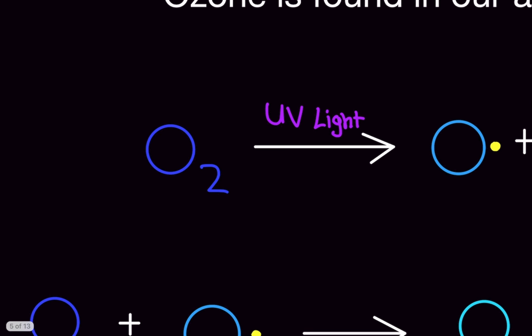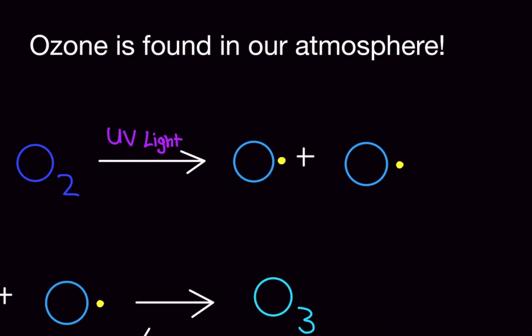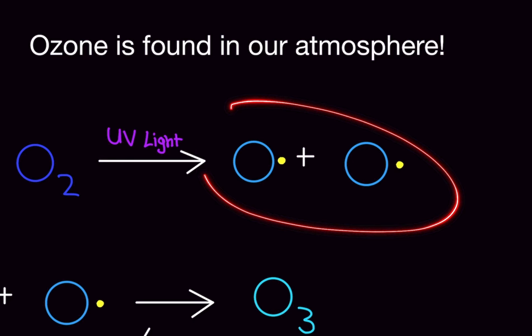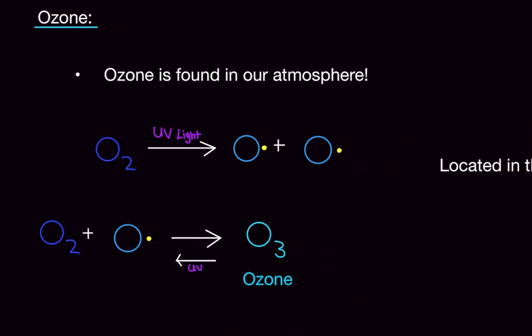Well, the air has molecular oxygen, O2. When UV light from the sun hits O2, molecular oxygen, it creates 2 oxygen radicals. So it basically splits the oxygens apart and creates 2 radicals. These radicals have unpaired electrons. Well, what happens is when one of these oxygen radicals interacts with more molecular oxygen, it creates ozone, O3.